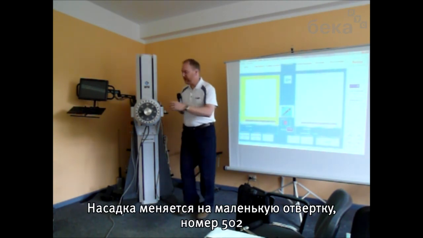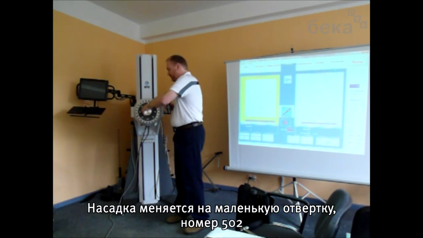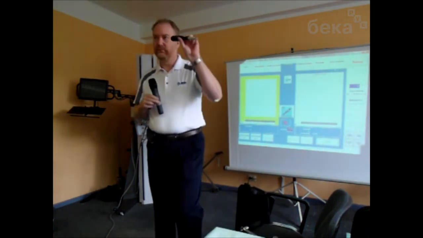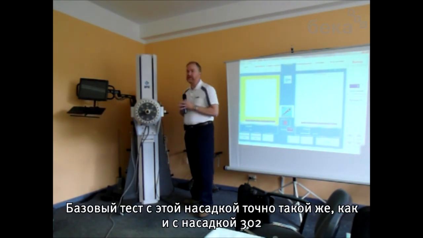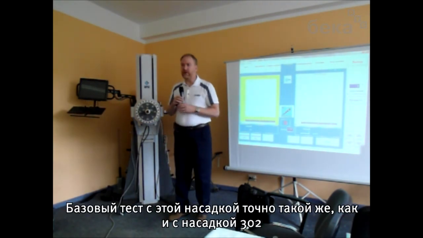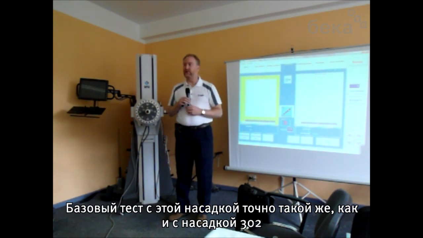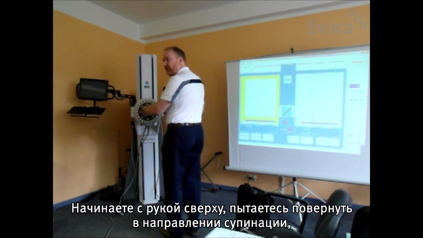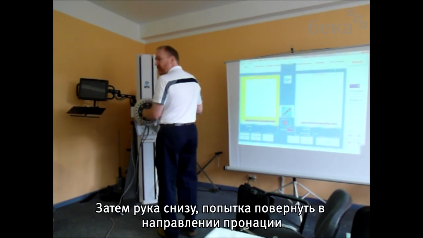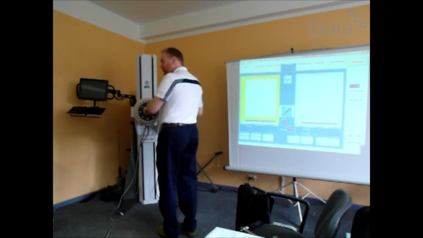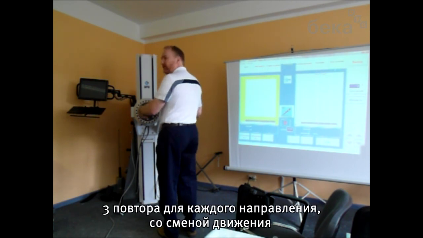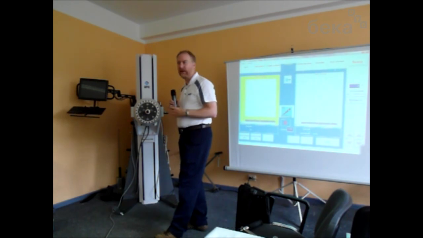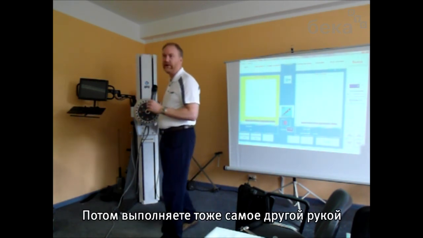Now this one changes to the small screwdriver, which is number 502. This one. And the basic test procedure for this screwdriver is pretty much the same as it was for the 302 tool. You start with your hand on top, trying to rotate into supination. Then they place their hand on the bottom to try to rotate into pronation. So it's 1 trial in each direction, alternating, 3 trials in each direction, alternating back and forth. And then you switch and do the same thing with the other hand.